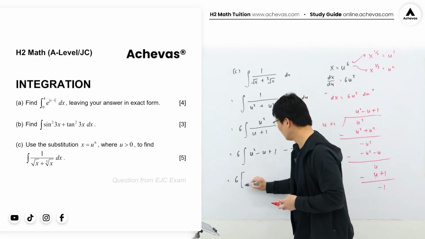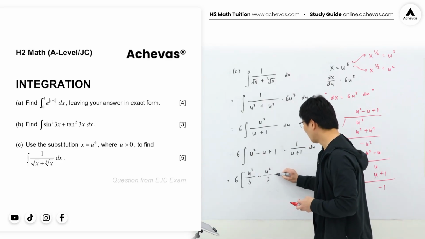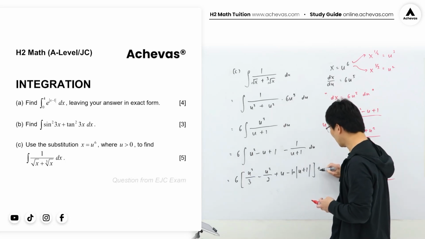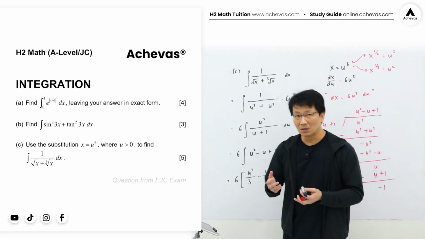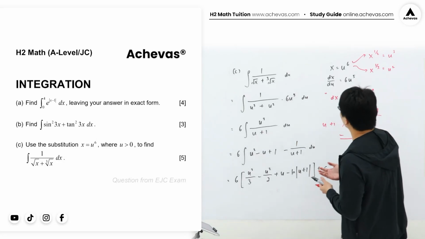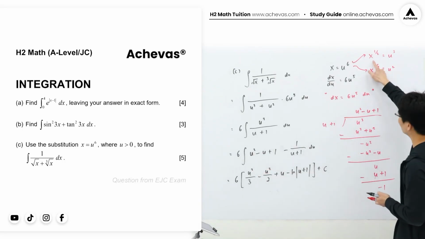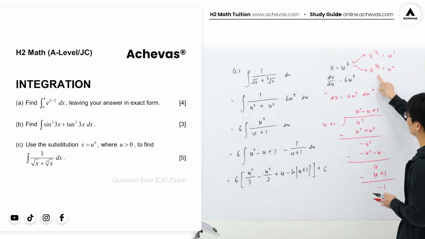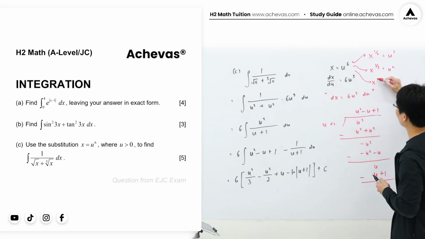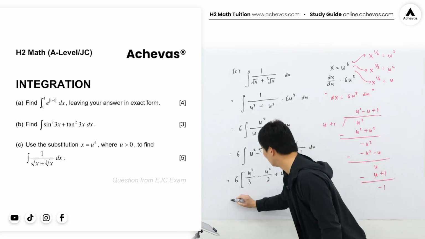I will end up with a 6, and this is u cubed over 3 minus u squared over 2 plus u, and this will be ln modulus u plus 1 plus c. And after we do our integration, we are supposed to replace our u back with the original x. So from here, we can see that in order to replace back the u cubed, it will just be this. For the u squared, it will just be this. As for u, I can just write one more here. This u is just x to the power of 1 over 6. All right, so now we can do the replacement already.